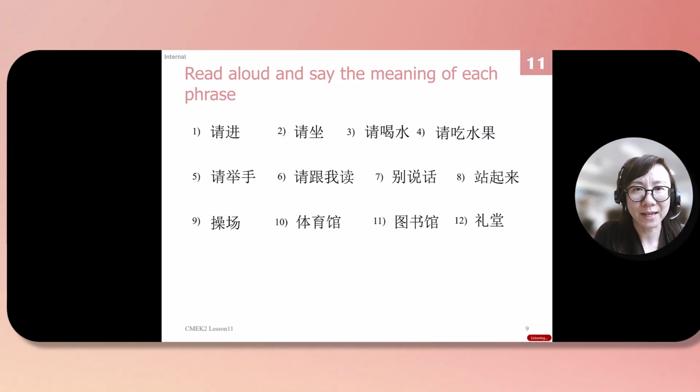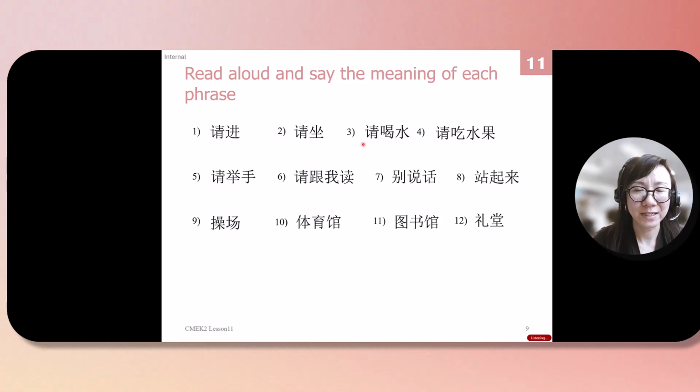Read aloud and say the meaning of each phrase. Can you do that? 第一个，请进。So the English meaning is, please come in. 第二个，请坐。What does it mean? So that means, please sit.